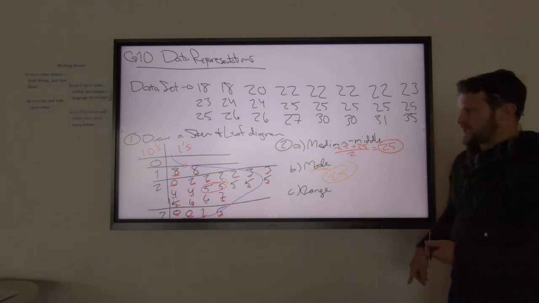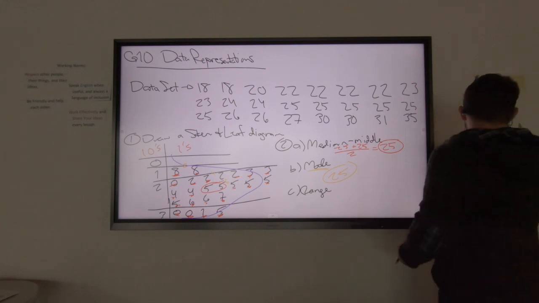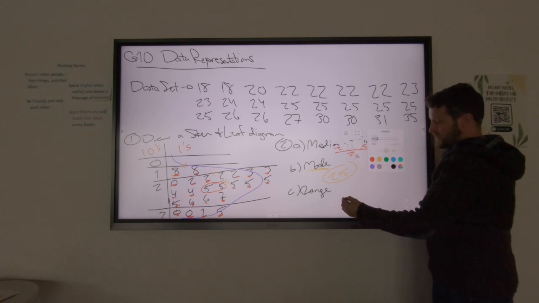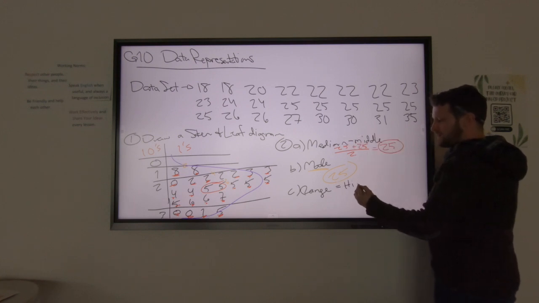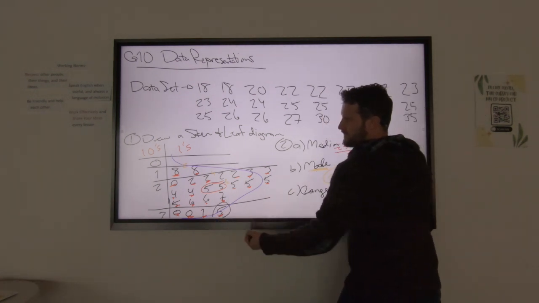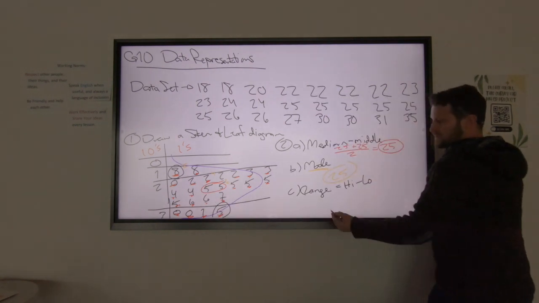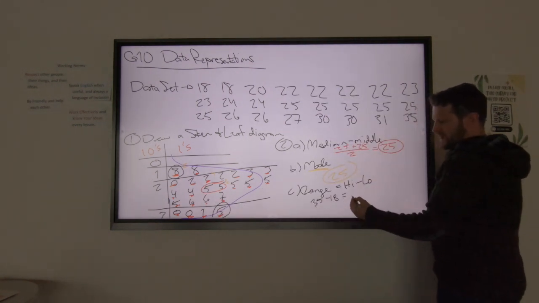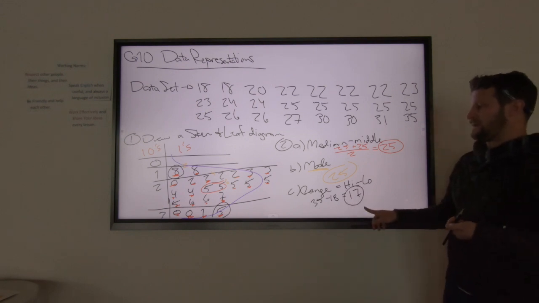The range is the space between the highest and the lowest. So we could calculate it by doing the high minus the low. Well, our high is 35, our low is 18, so the range is 35 minus 18, which is 17. So that's the space between the highest and the lowest, like the space in the data.